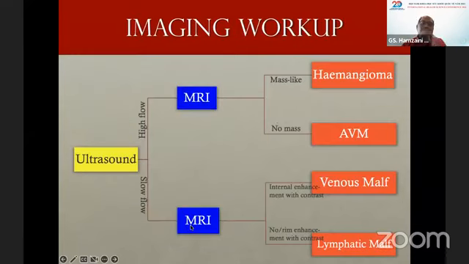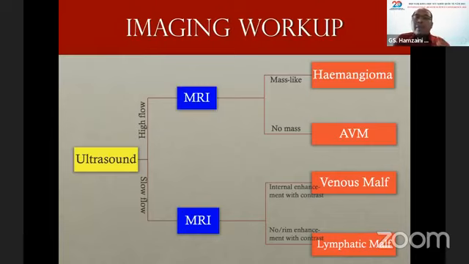Okay, imaging workup. As I mentioned, we usually do ultrasound first, and we decide whether this is a tumor or a vascular abnormality. If it is a vascular abnormality, we decide whether it is a high flow lesion, whether the flow is arterial flow or venous flow. If it is arterial flow or high flow, then we will do MRI.